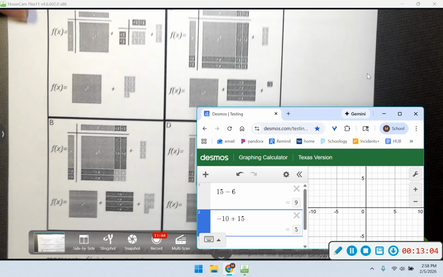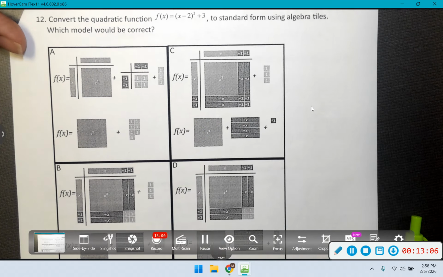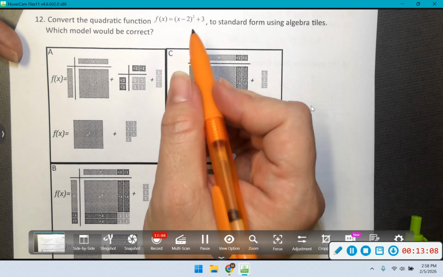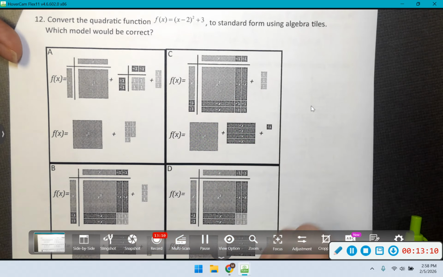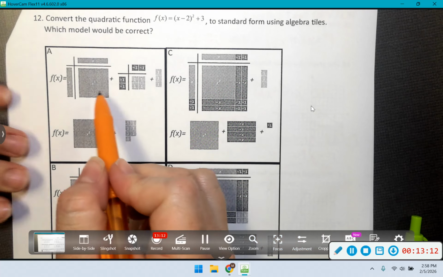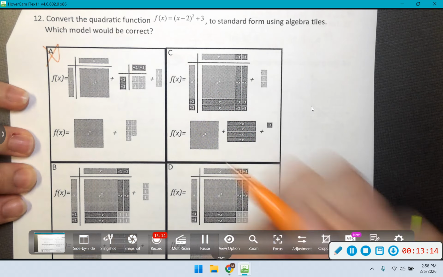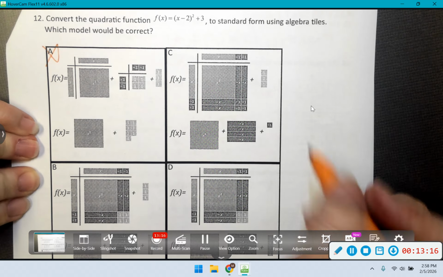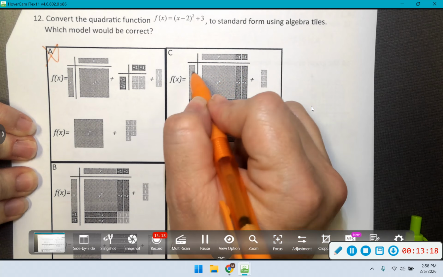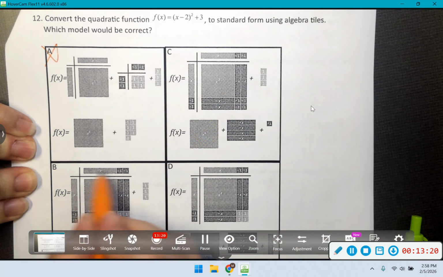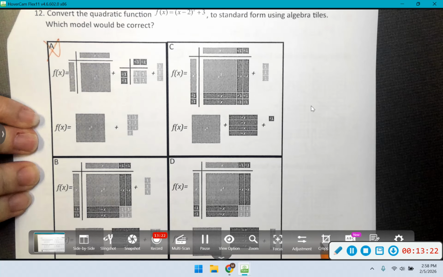Okay, number 12. This one wants to know which one has x minus 2 squared plus 3 at the top, and then simplify it also. Well, we don't separate our tiles, so we know A is wrong. Okay, so I should have x minus 2 on both sides. X minus 2, x minus 2, x minus 2, x minus 2. So all those are correct.